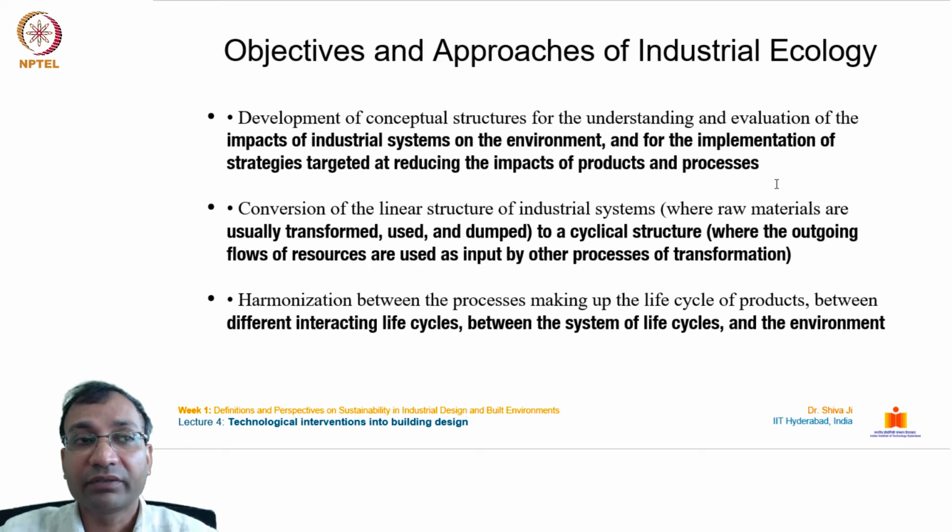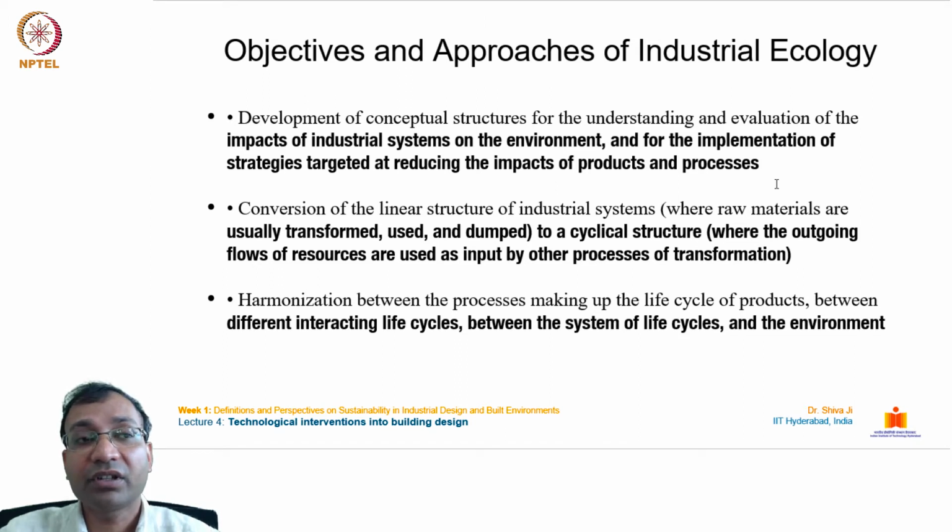Further, conversion of the linear structures of industrial systems, where raw materials are usually transformed, used, and dumped, to cyclical structures, the one we spoke of in the previous illustration, where the outgoing flows of resources are used as input by other transformation processes, so that waste generated from one industry or one place can become the raw material of another process. This is how we can close the cycle and prevent the immense amount of garbage being created in recent times.